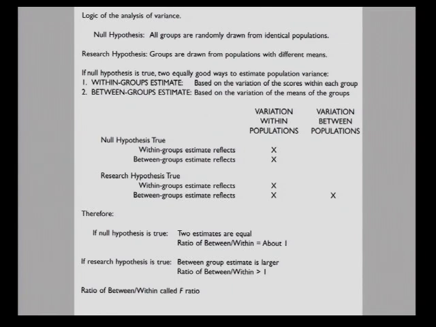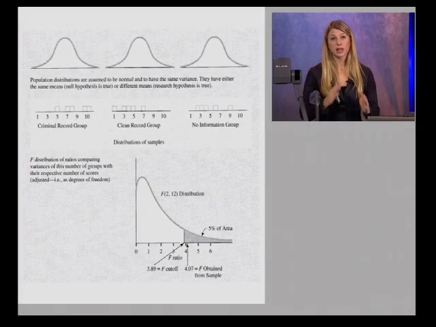The difference is that when the research hypothesis is true, so when the populations are all different, your within group estimate of the variance of the population reflects within group variation, but the between group estimate also reflects true differences between the populations. So when your research hypothesis is true, and you should be rejecting the null, you should see more variance between your sample means than when you're not rejecting the null.